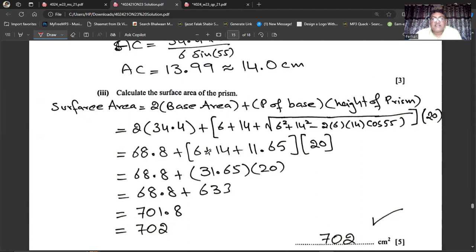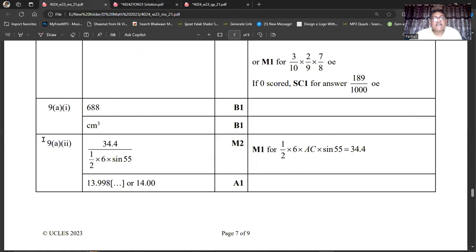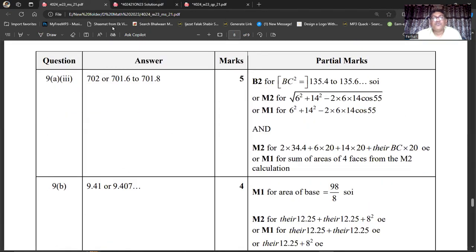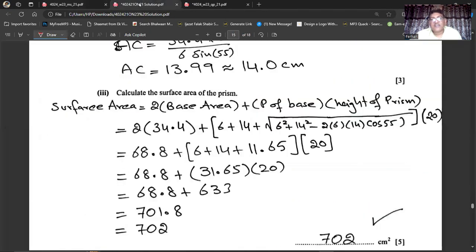So when you add them up, that is 31.65, and then you multiply it with 20, you get 633. So 68.8 plus 633 is 701.38. So that's approximately 702. So 702 is the answer, sir. 702. So this is how it is done.